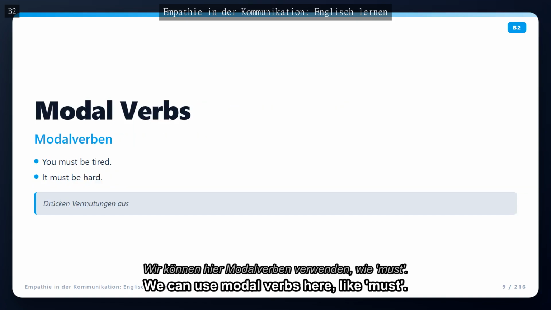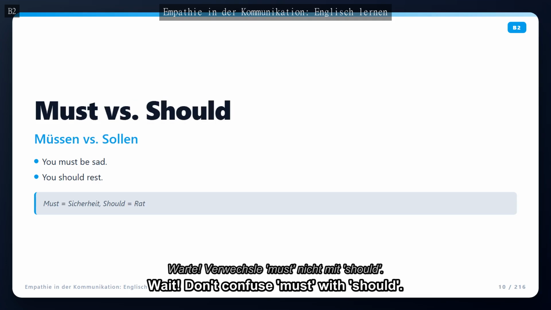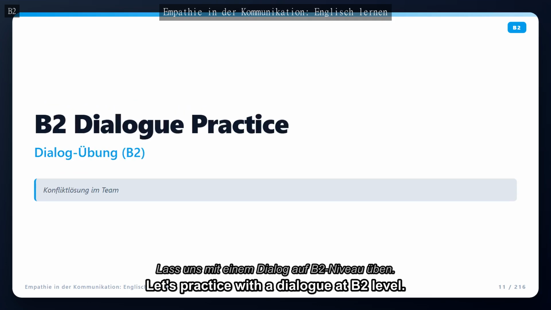We can use modal verbs here, like must. Wait, don't confuse must with should. Let's practice with a dialogue at B2 level.